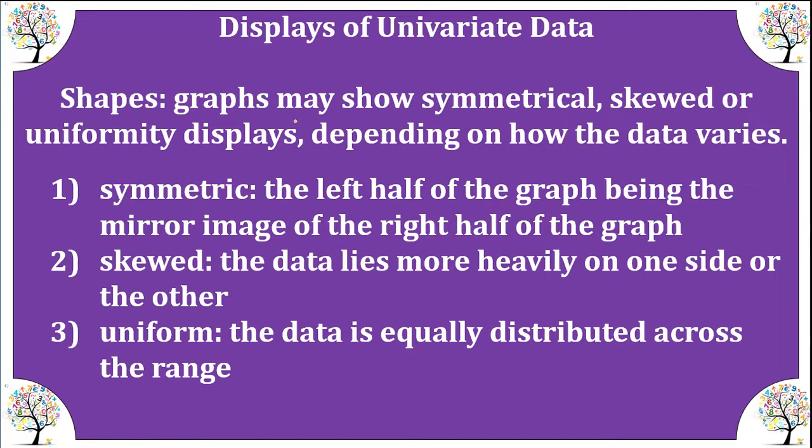Now let's talk about the shape. The three words we're going to use are symmetrical, skewed, or uniform. It depends on how the data varies. Symmetric means that the left half of the graph mirrors the right half of the graph. If it is skewed, that means the data lies on one side or the other, either on the left side or mainly on the right side, and that is called skewed. Then uniform is where all of our bars are pretty much equal.